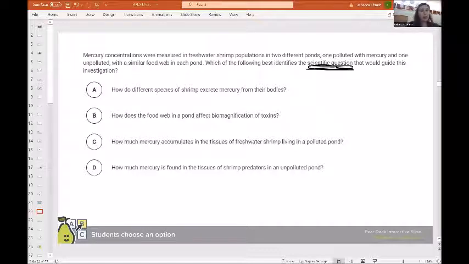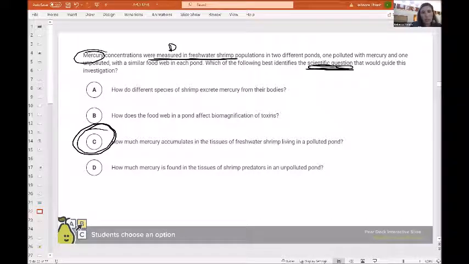All right, so it looks like we're settling on C. So let's look back at what we're given in the question and make sure that we're getting this idea of a scientific question that could actually be applicable to this investigation. Now, what do we know about our variables? Well, we're measuring freshwater shrimp populations and their mercury concentration. So this is our dependent variable. Well, what are we doing to see what affects this? Well, we're looking at one polluted with mercury and one that's unpolluted. So the pollution is our independent variable here, and we're comparing it to an unpolluted control.